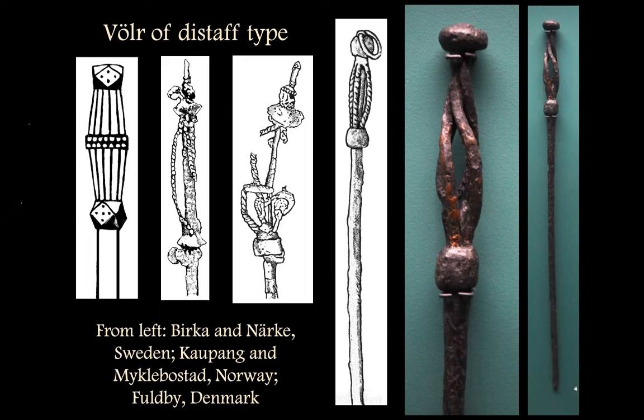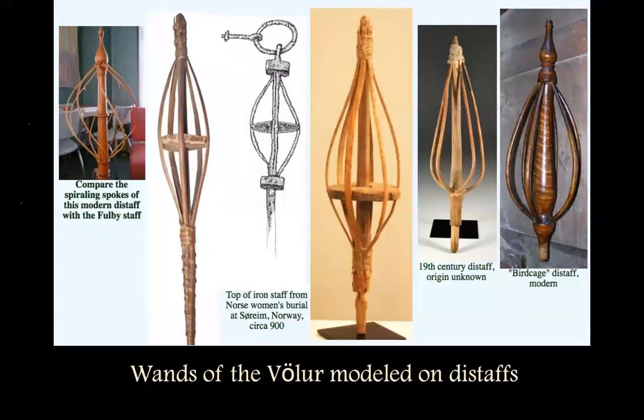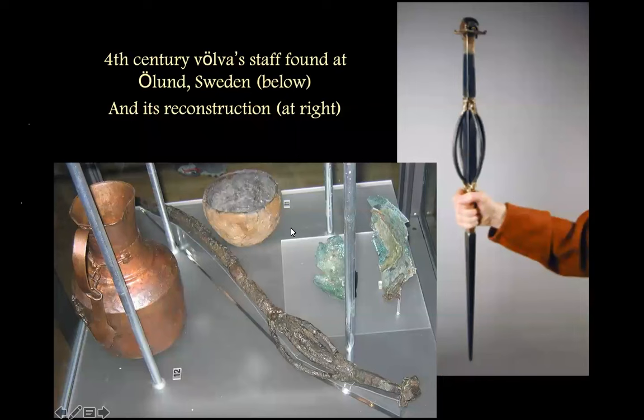And so it's very significant that they had the shape of, these are all distaffs here. Here's an example from Norway with that basic shape. So you can just sort of see the close resemblance. But this one is of iron and it was buried with one of these shamanic women. So here's the one I showed you before. You can see how twisted it is by the elements.